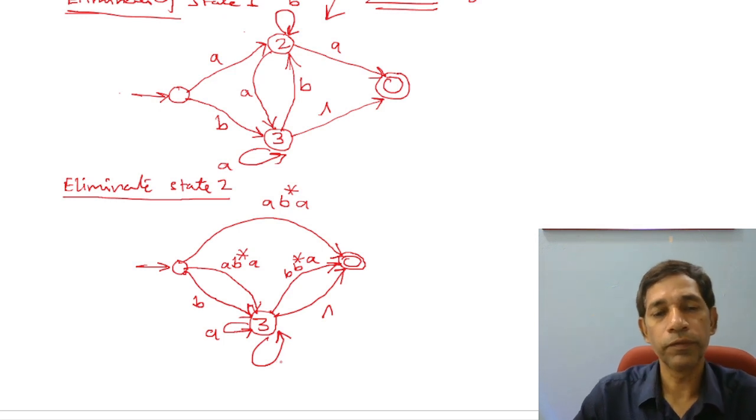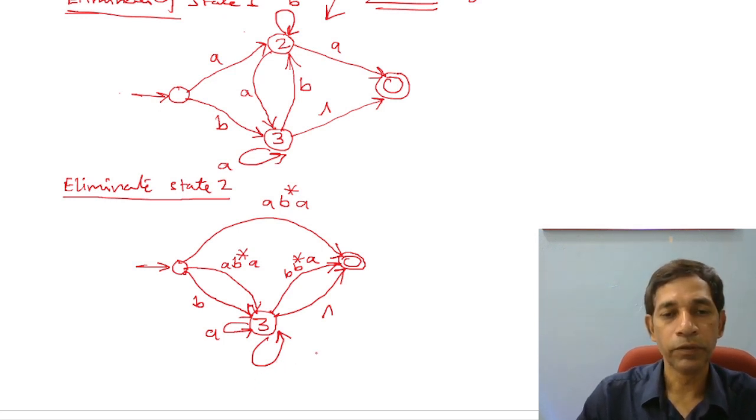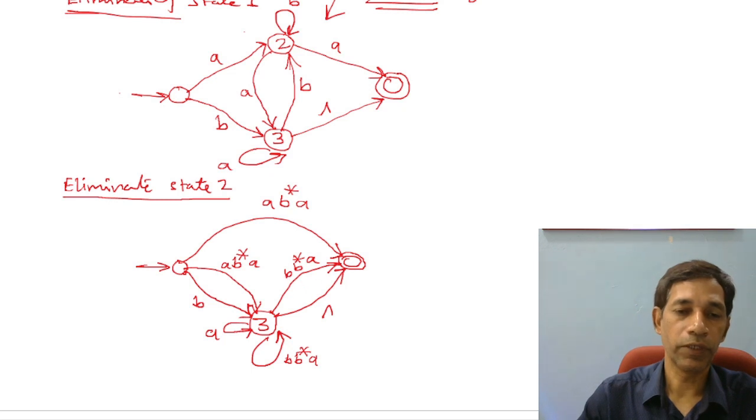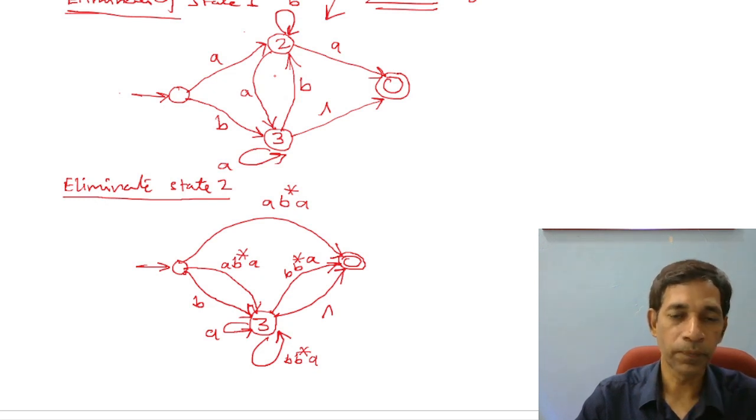So what is the value, what is the level of this loop? From state 3 you are going for the B, then at state 2 you have the loop, so B star, then you are coming back to state 3 for the A. So B star A, this is the loop you have. So these are the two possibilities. From 3 you can go directly to the final state and the level is B star A.